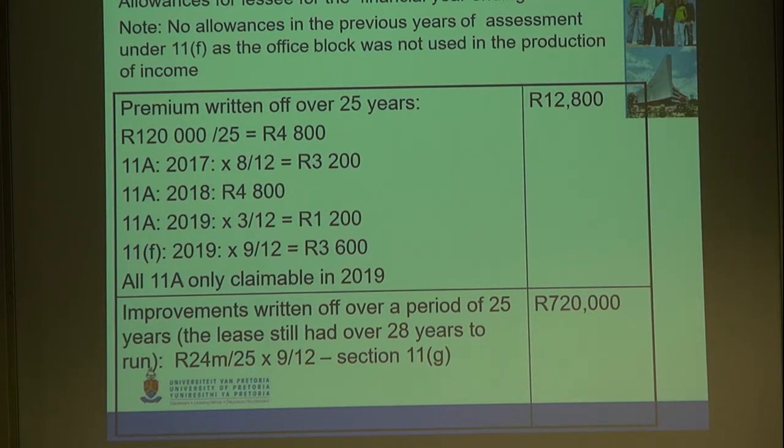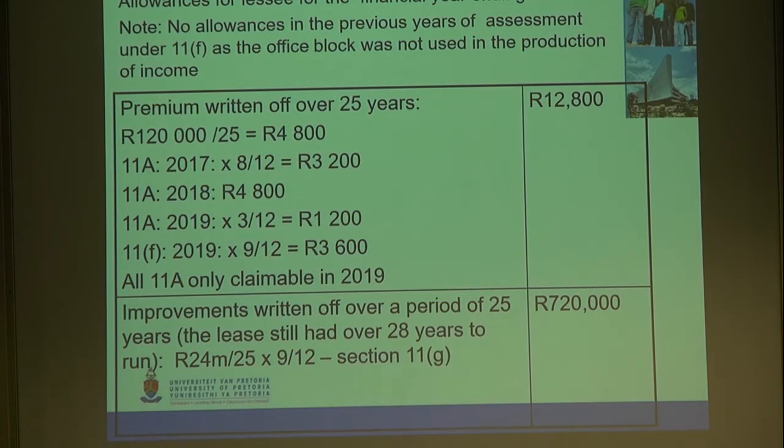The leasehold improvements were in use for 9 months in the year, so we apportion by the 9 months, and so our 11G deduction is 720,000. Again, the excess of 4 million simply falls away. Okay, are you all happy with that? Right.